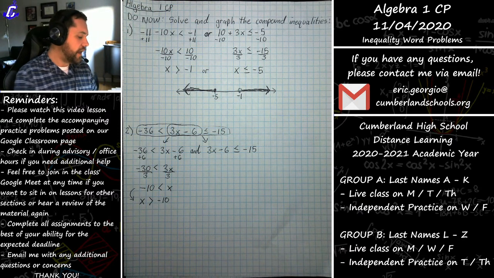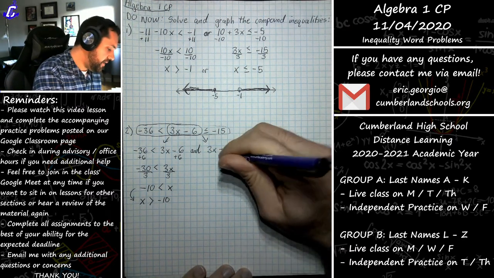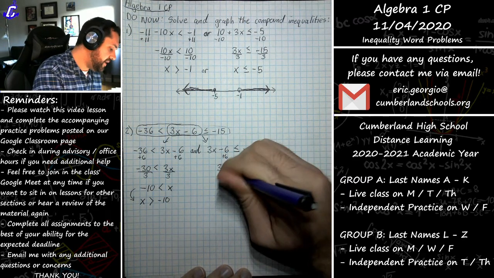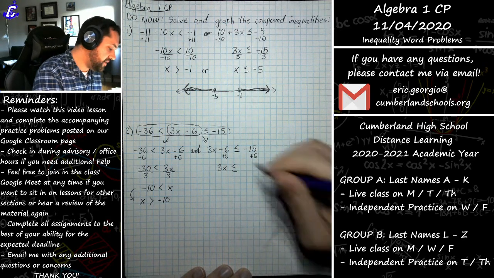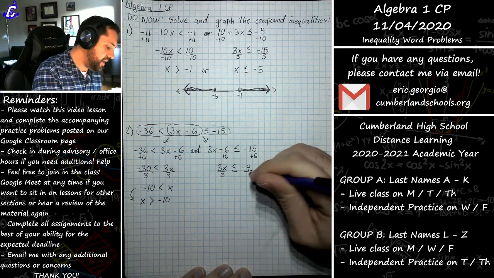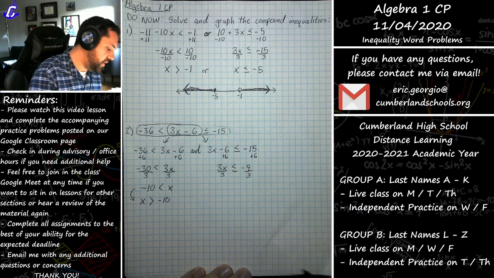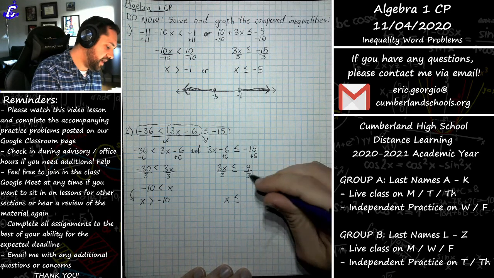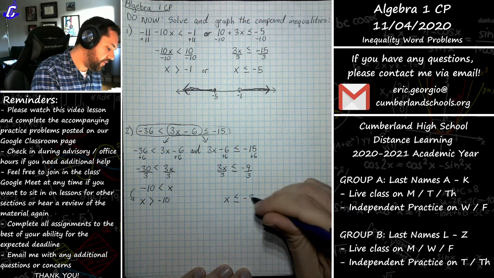Okay? Now we can solve the second one as well independently by adding 6 to both sides. We would get that 3x is less than or equal to negative 15 plus 6, which is negative 9. Divide both sides by 3. Again, no need for flipping. This time the x will already be on that left side, which is nice. We get that x is less than or equal to negative 9 divided by 3, negative 3.